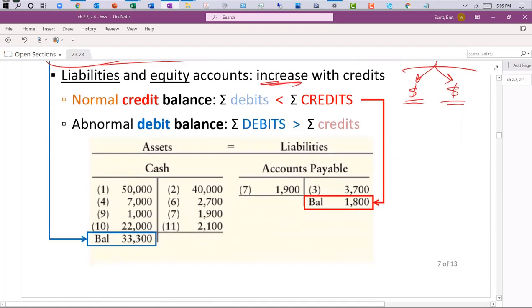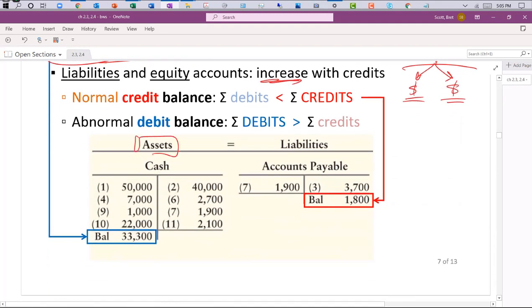Down below is an example, assets, cash being one of them. If we sum up all these debits and we net them against all these credits, we will see that we have a net debit balance. That's normal. That's what we expect to see. For liabilities, we see accounts payable account. The net of 3,700 against 1,900 results in a normal credit balance.